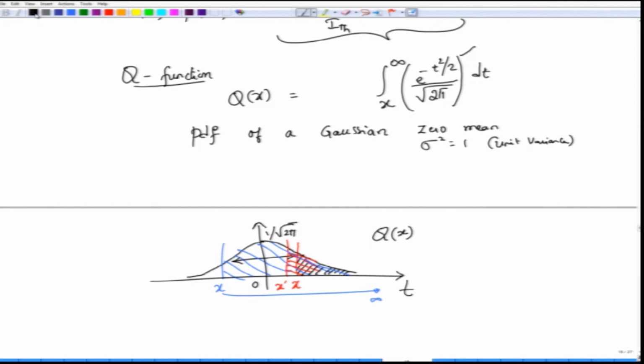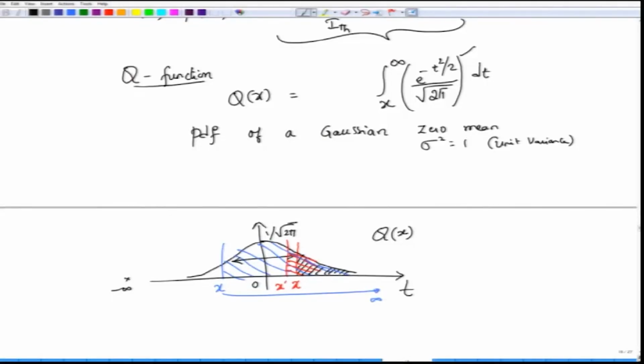Okay. If you make x equal to minus infinity, which is go all the way up to minus infinity here and then look at the area under this particular curve all the way up to t equal to infinity, that value will be equal to 1, right, because the area under the probability density curve must integrate itself to 1.